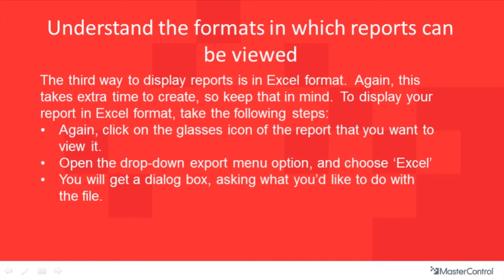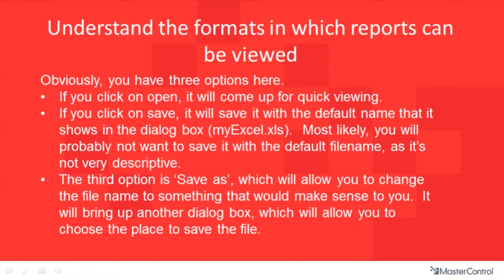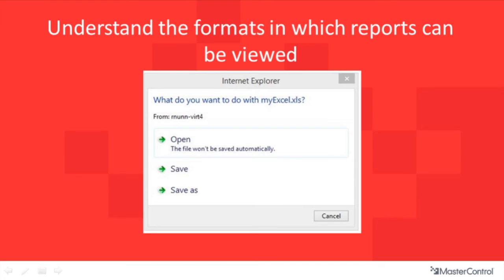And the third way to display it, like I said, is in Excel format. Again, this takes extra time to create, so keep that in mind. To display your report in Excel format, take the following steps. Click on the glasses icon. Once the export drop-down menu comes up and you choose Excel, you get a dialog box asking what you'd like to do. So you get this lovely little dialog box here: What do you want to do with myexcel.xls? So obviously you have three options here. You can click on Open, which brings it right up. You can click on Save or Save As.